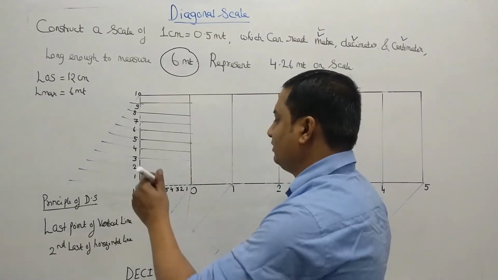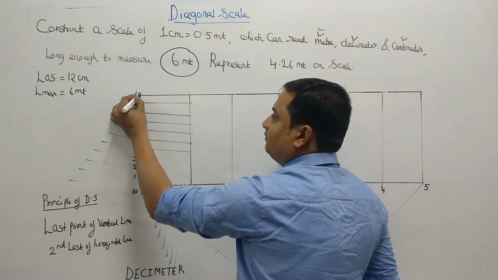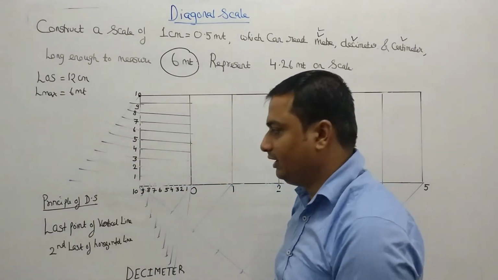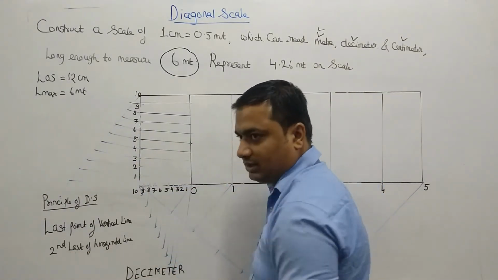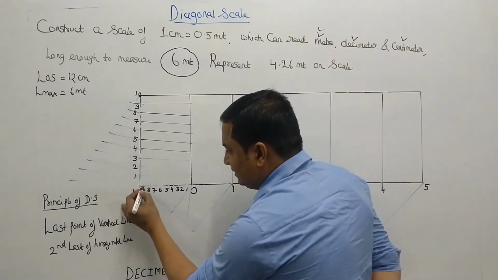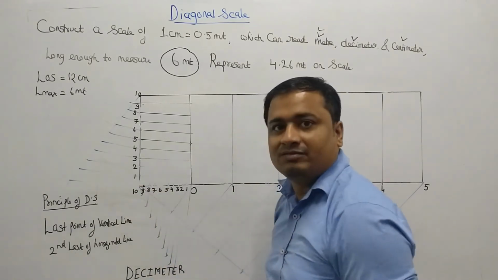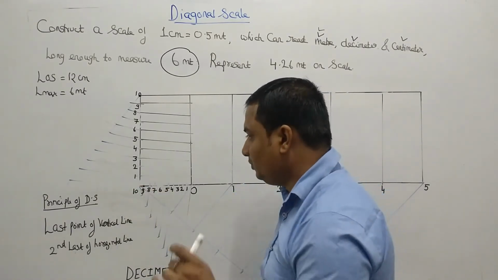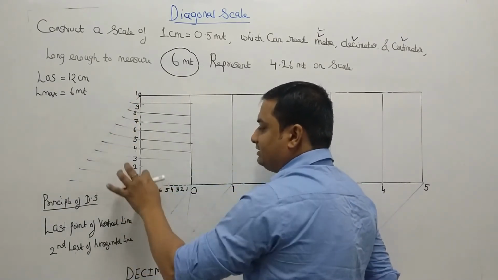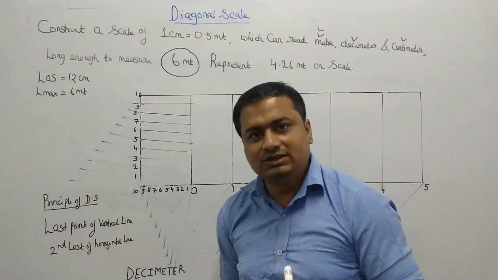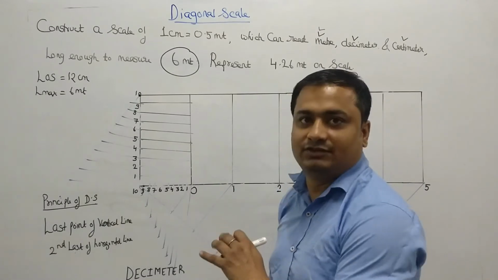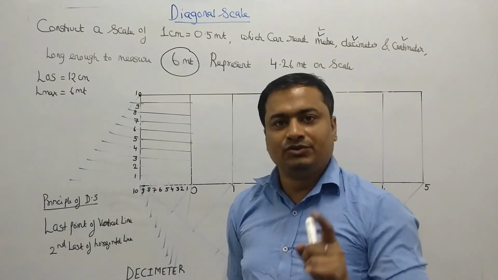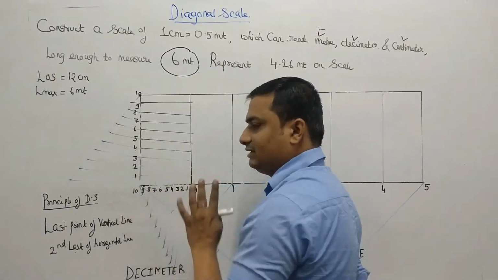Which is the last point of the vertical line? This is the last point of the vertical line. You have to join this point to the second last of the horizontal line. Second last means this 9th is the second last of the horizontal line. Please be careful. You have to join the last to the second last. This is a common construction step of the diagonal scale, which you have to follow in each and every problem.